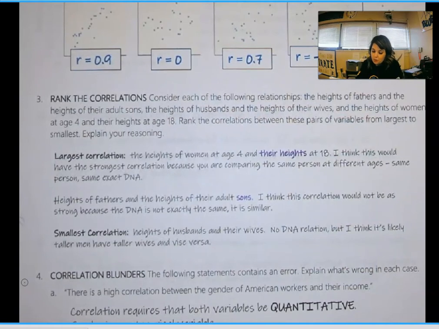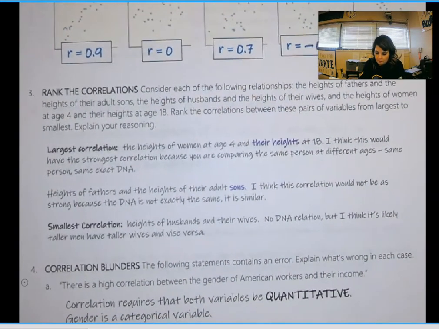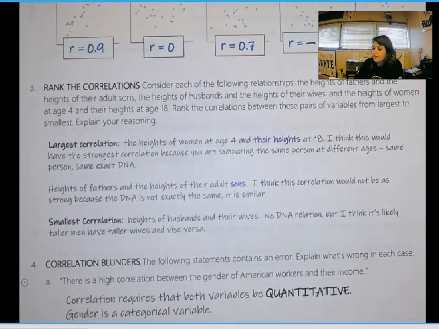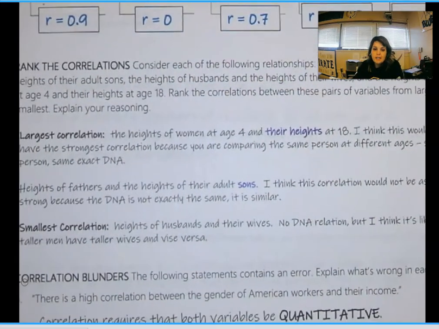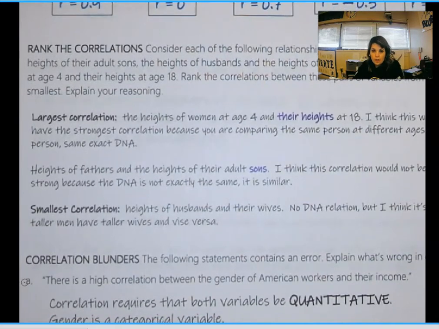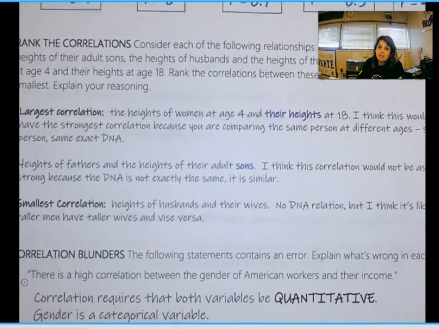So we have 3 situations. We need to rank the correlation between fathers and sons, a female when she's young and when she's older, and then husbands and wives. So in all of these cases, in my mind, it does make sense that there is some correlation. So I personally think, and the book has this answer as well, that the largest correlation is the heights of women at age 4 and their heights at age 18.